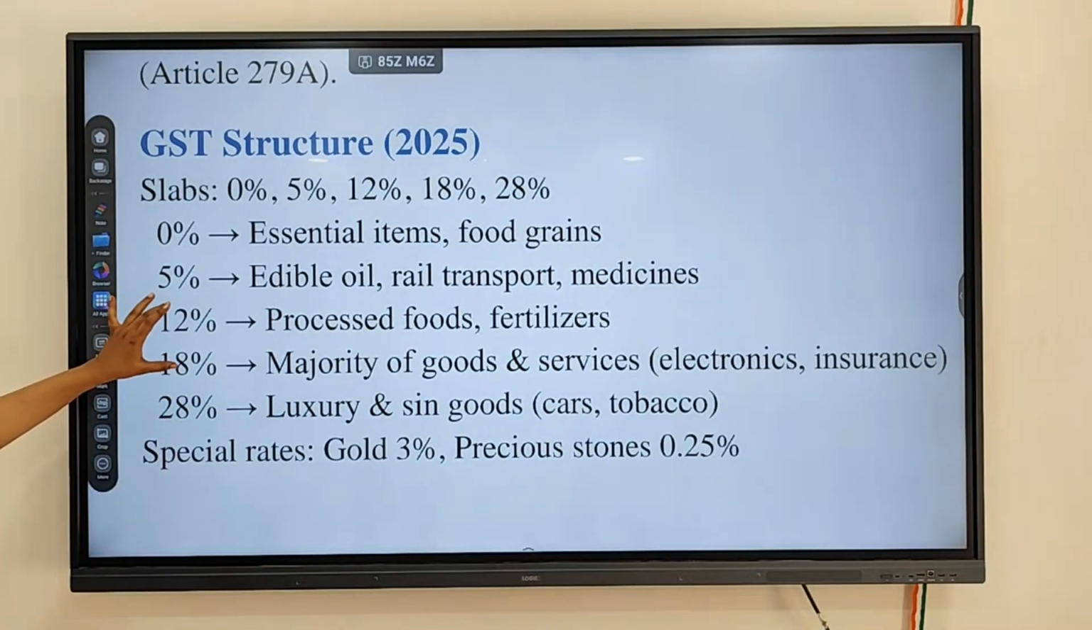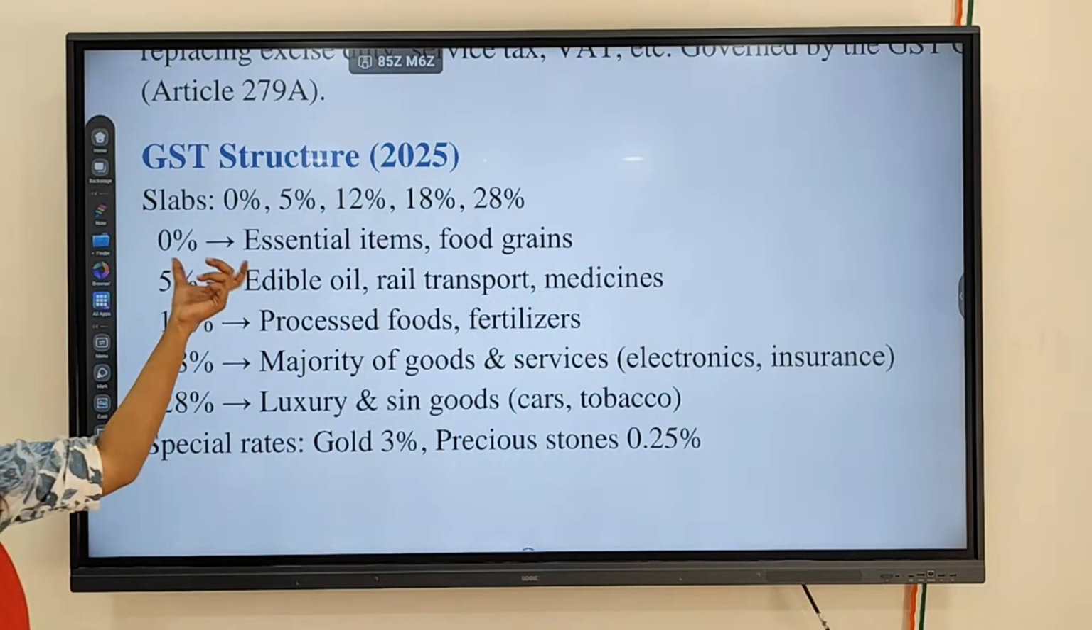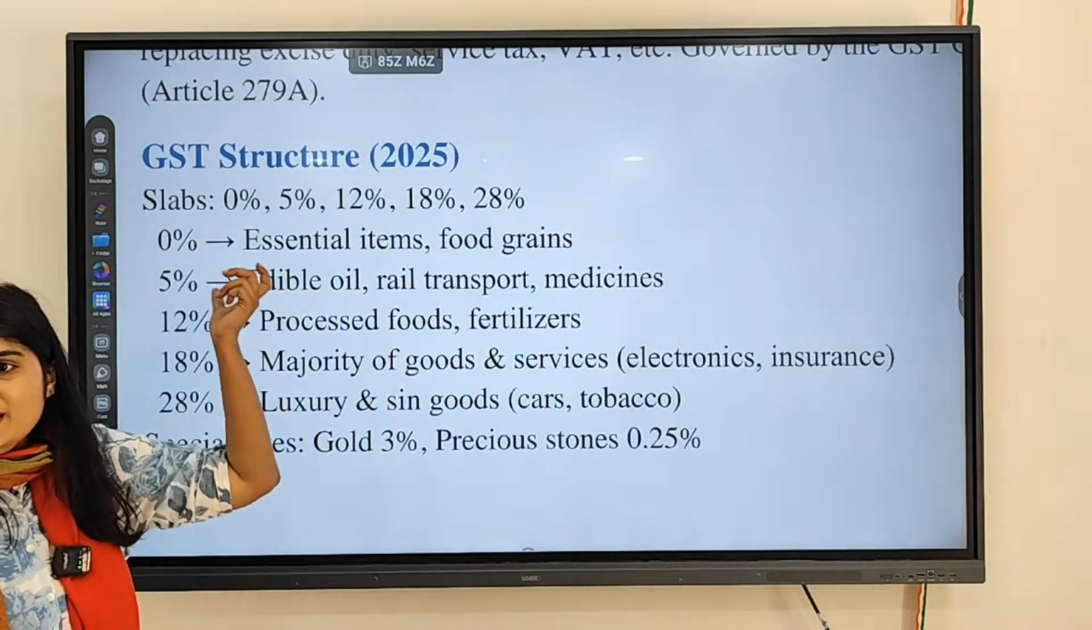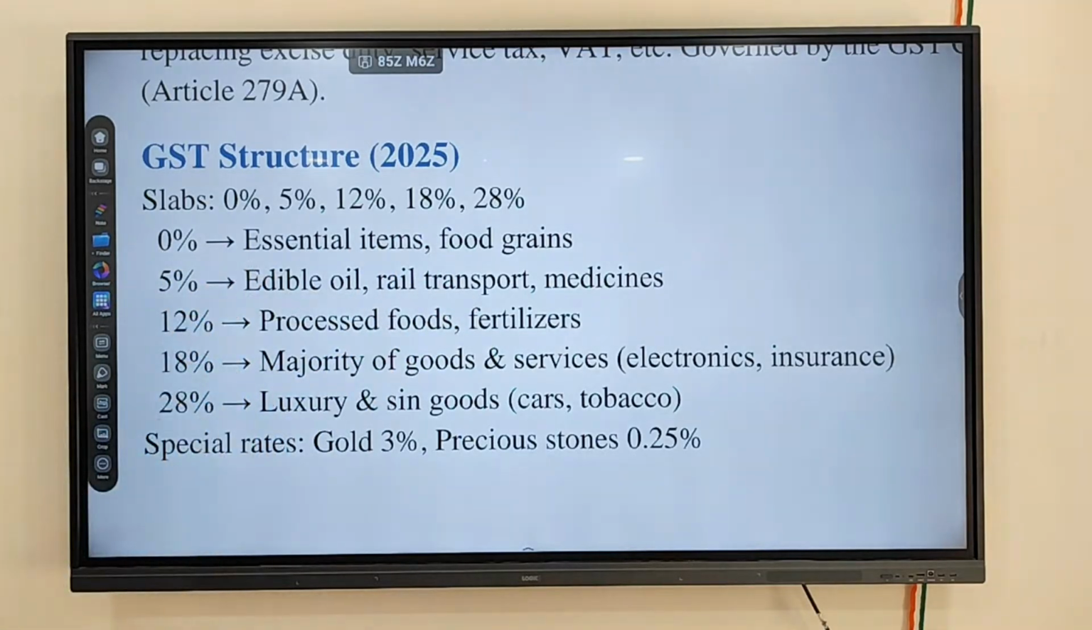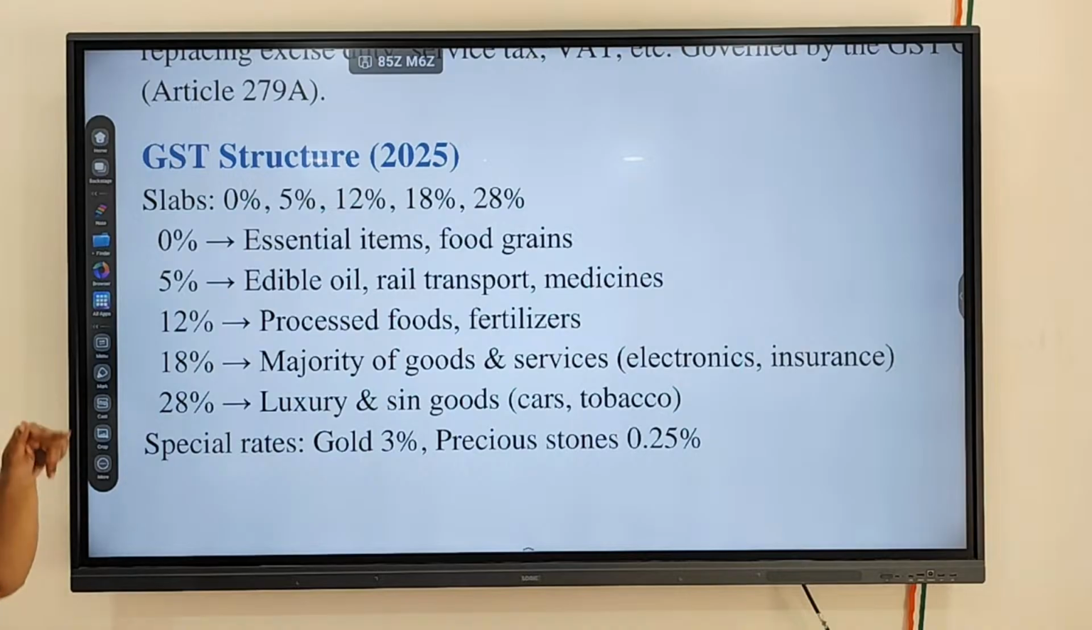And there are different types of GST slabs. Let us see each one. Concentrate here. The essential items and food grains will be 0% GST. Essential items. Next, edible oil, rail transport and medicines will come under 5% GST. If you go to a medical shop, there you should pay the GST. Understood?